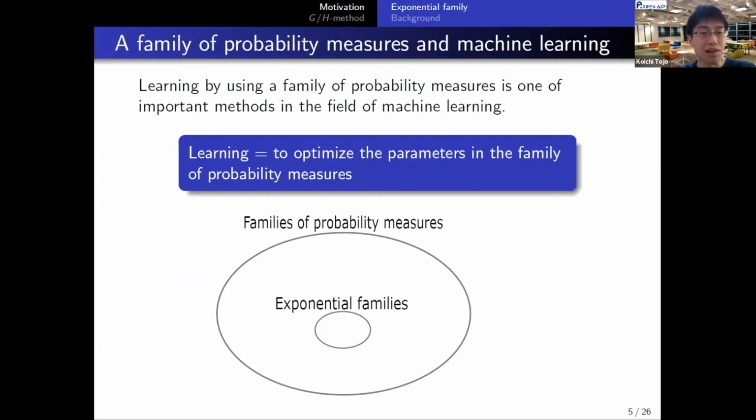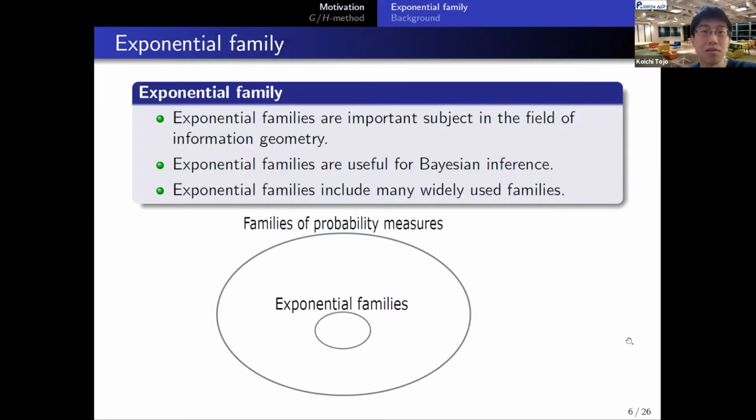In the field of machine learning, learning using a family of probability measures is one of the important methods. Here, learning is mathematically to optimize the parameters in the family of probability measures. We often use exponential families as a probability model. This is a good class of families of probability measures. In fact, exponential families are an important subject in the field of information geometry, are useful for Bayesian inference, and include many widely used families such as normal distributions.